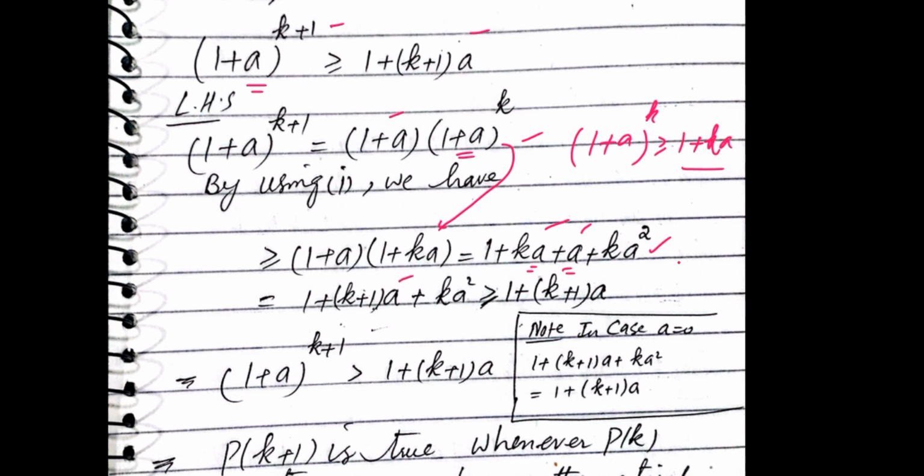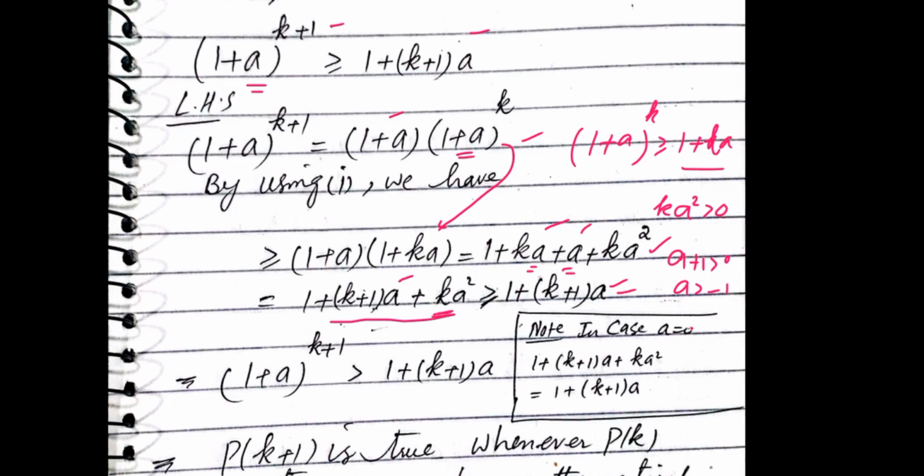As it is given that a plus 1 is greater than 0, it means a is greater than minus 1. If a is greater than minus 1, then clearly a square is positive. And k is a natural number, so k times a square is also positive. So this term k into a square is positive. So the sum of these three terms is clearly greater than 1 plus (k plus 1) into a. In other words, if we leave out this term k into a square, then the sum of the remaining terms will be greater than or equal to these two terms.